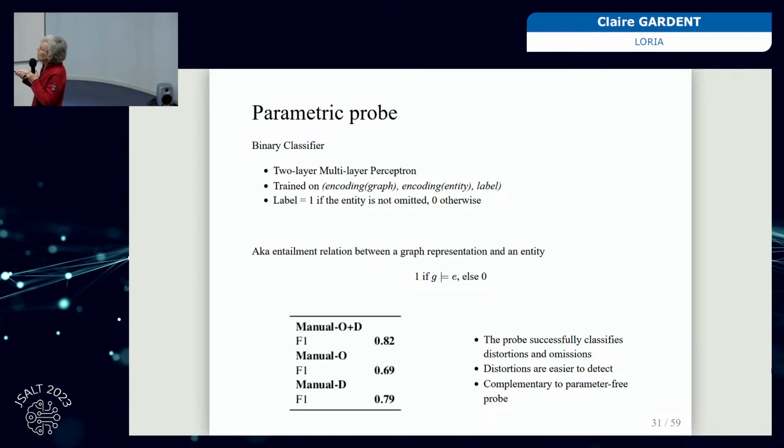Right. So in the previous case, distortions were harder to distinguish: the similarity between the original graph and the graph containing the distortion was closer to the similarity between the graph and the graph where you've removed a mention than the same comparison for omission. But here for the classifier, we don't have this, so somehow the distortions are easier to spot.